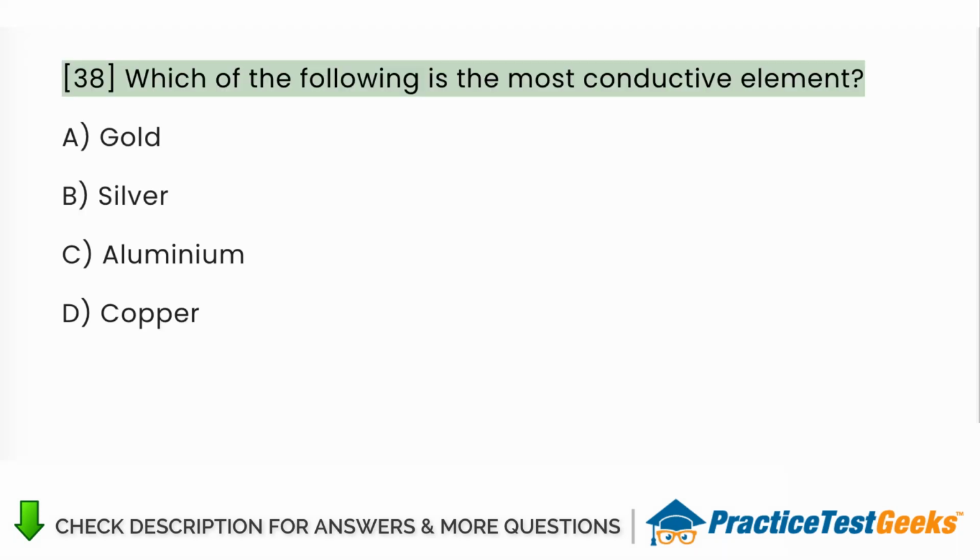Which of the following is the most conductive element? A. Gold. B. Silver. C. Aluminium. D. Copper.